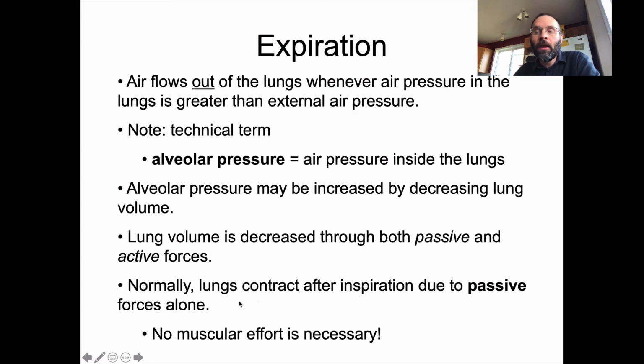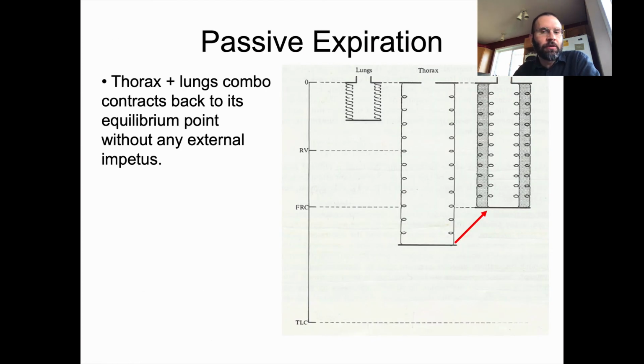Maybe you can feel that. Just actively breathe in and then just kind of let go. And the system, it turns out, returns back to where it wants to be at that equilibrium volume between the lungs and the rib cage without you having to contract any muscles at all. So this is sort of like pulling this whole combo down.